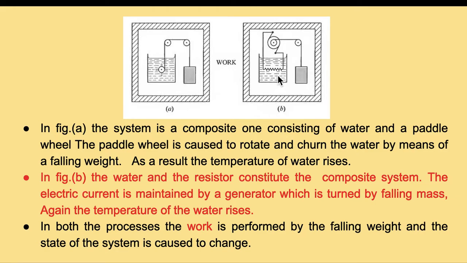So, in both of these processes, work is performed by the falling weight and the state of the system is caused to change. That is why here we have written like this: due to work, the systems change. This is the composite system, here this water and this falling weight, they constitute the composite system. And here water, this resistor, this falling weight, this generator, etc., they constitute the system. And this is the surroundings.